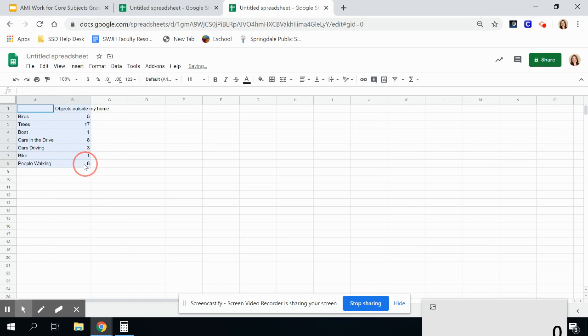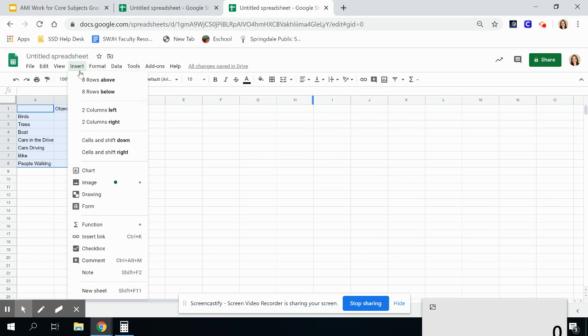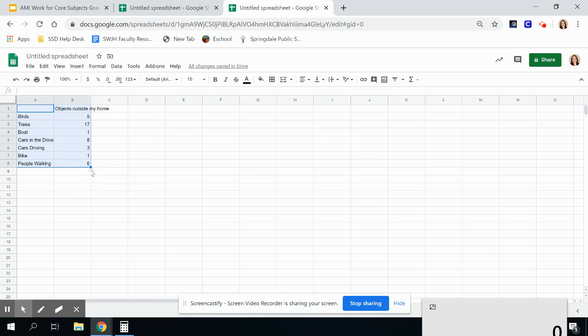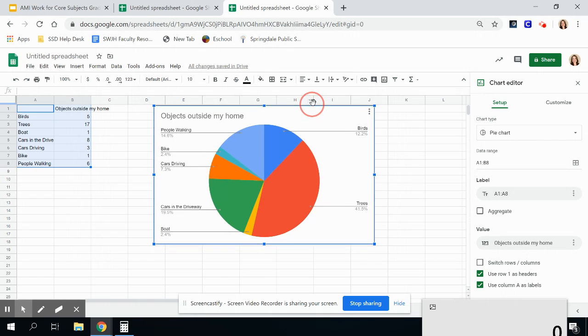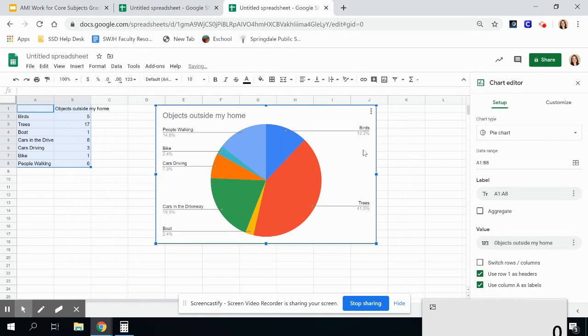And so if I highlight it like I did last time, we're showing a bar graph. This time I'm going to highlight it and I'm going to insert a chart. And it automatically makes me a pie chart, which I really like. So then I can see the percentage. I saw the most of trees, 41.5%. And I saw quite a bit of birds and people walking, and it just gives me a percentage of what I saw outside my window.